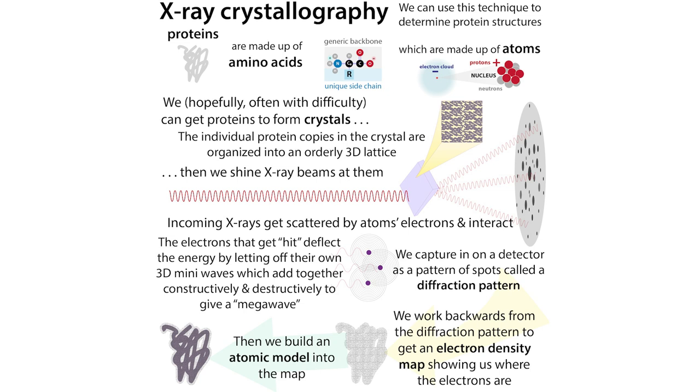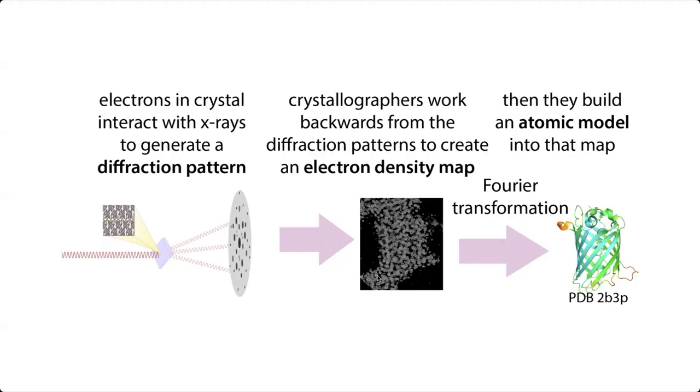And then crystallographers can work backwards from that diffraction pattern, from that series of spots, in order to figure out where the electrons were, this electron density map, and then this sort of meshy thing. Then they can actually build the atomic model into that map. And so they go and place those sticks and those loops and all this stuff into this meshy thing, this map. And the map is the actual real data. And this is just the model that's coming from the map.